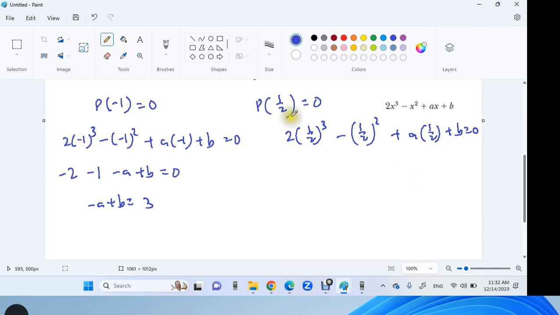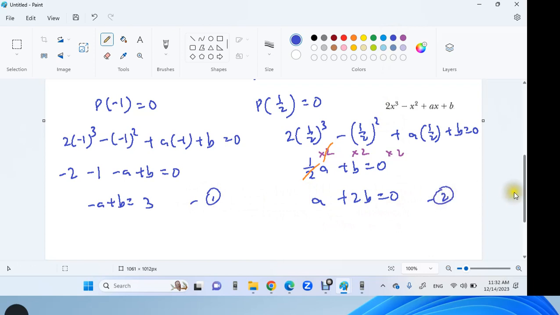Okay, so for this one, this will become 1 over 4. This also becomes 1 over 4. So they will cancel. So what we have is 1 over 2 a plus b equal to 0. All multiplied by 2, we have a plus 2b equal to 0. Because I multiply by 2 here, I like to do the multiplication to cancel out the fraction. So the equation that I will have won't have a fraction.